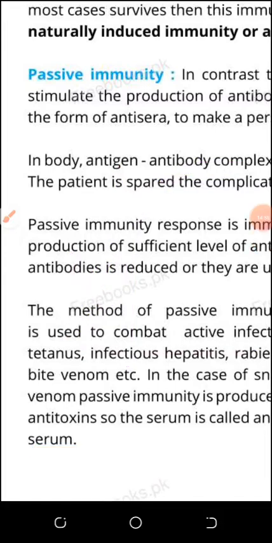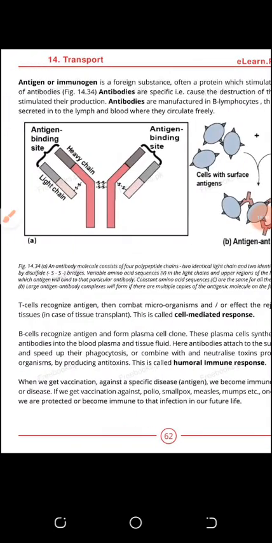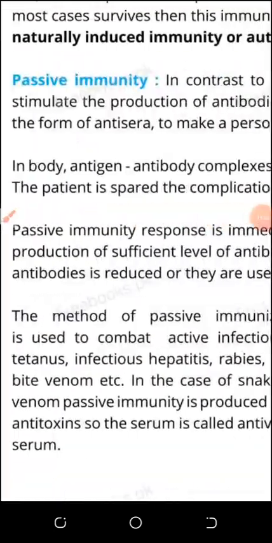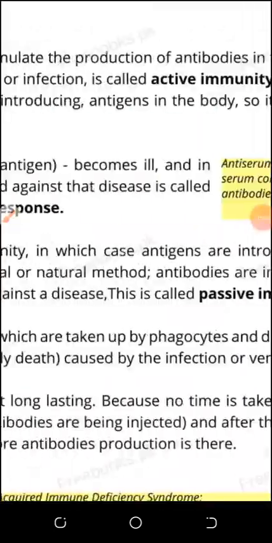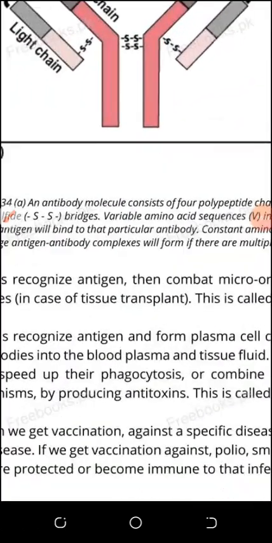For lethal cases you can use it, like when a snake bite happens and antivenom is used. Now go back to antibodies. I have told you the antigen antibody complex is there. One is the treatment; now how the immune system works.